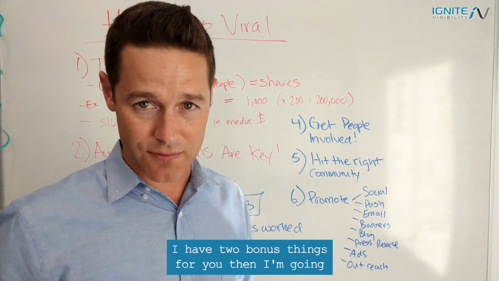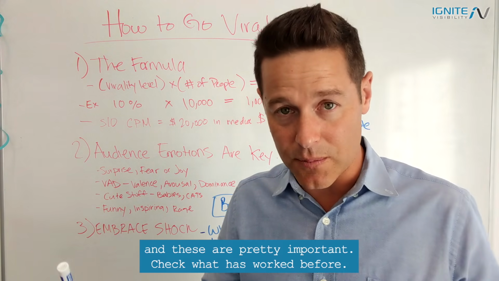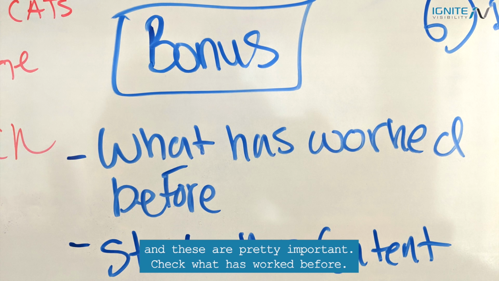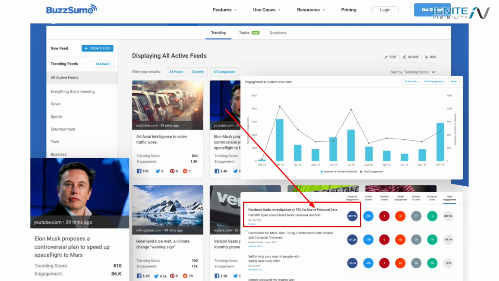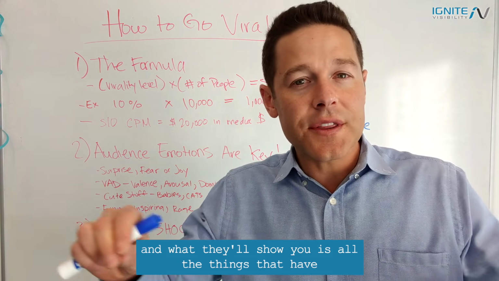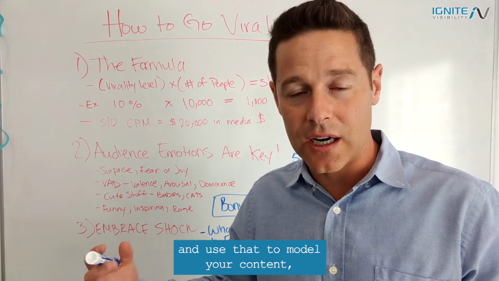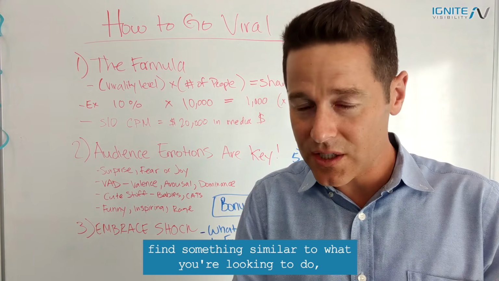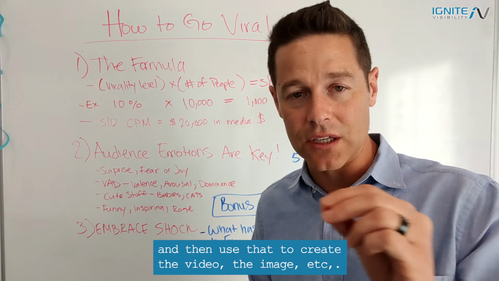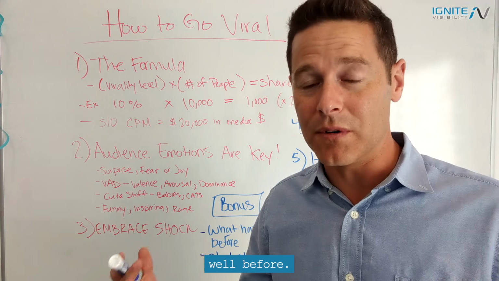I have 2 bonus things for you, and I'm going to wrap up this video. Okay, 2 bonus things I want you to know, and these are pretty important. Check what has worked before, okay? You can use BuzzSumo. There's a lot of competitive tools out there, and what they'll show you is all the things that have gone viral in the past, and use that to model your content. Find something similar to what you're looking to do, find the thing that had the most shares, and then use that to create the video, the image, etc., right? You can learn a lot from what has worked well before.